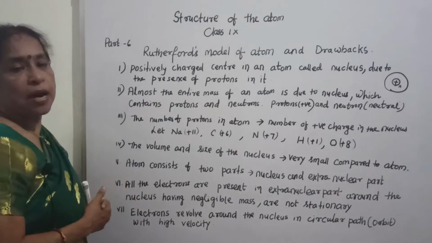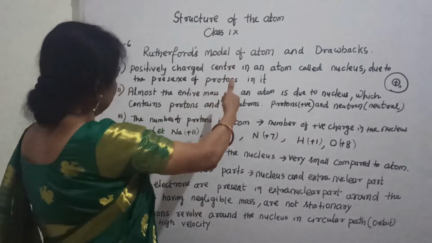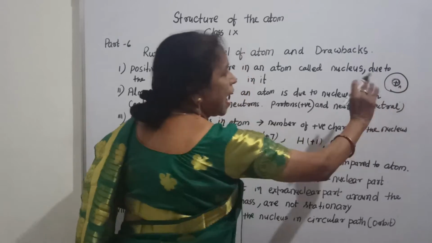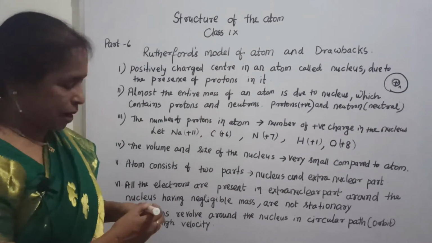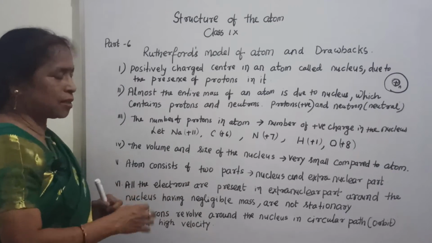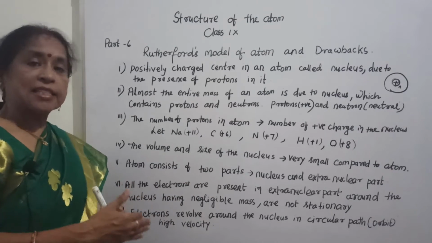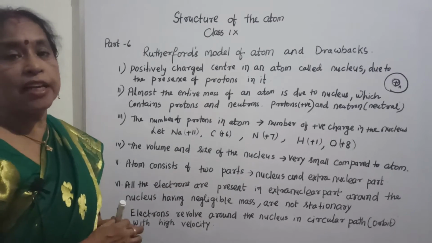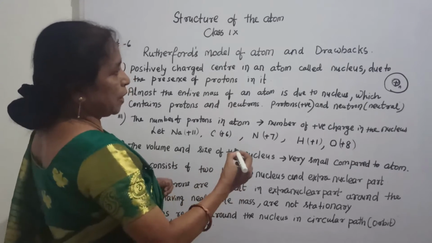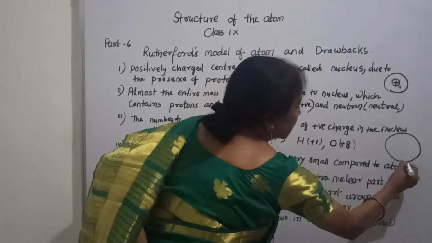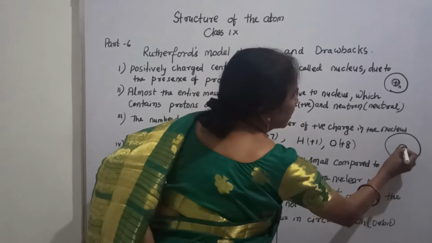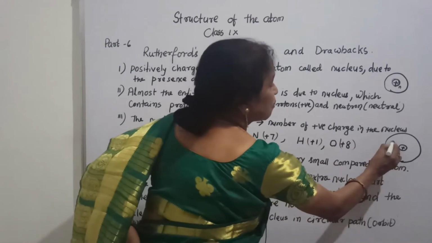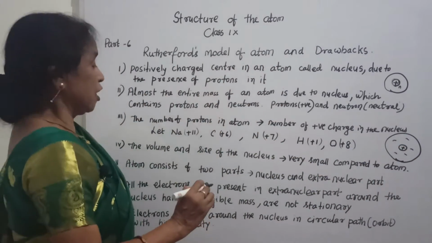The atom consists of two parts. All three points indicate that it has two parts. This is the nucleus part, and the outer side of the nucleus is the extra nuclear part. So the atom consists of two parts: one is the nucleus part, the other is the extra nuclear part. All the electrons are present in the extra nuclear part. Suppose I show it in a big figure: this is the nucleus with plus charge, and this is called the extra nuclear part, where the electrons are present.